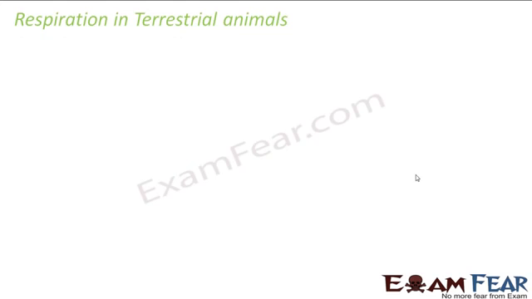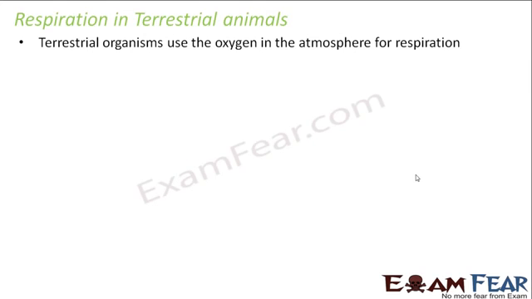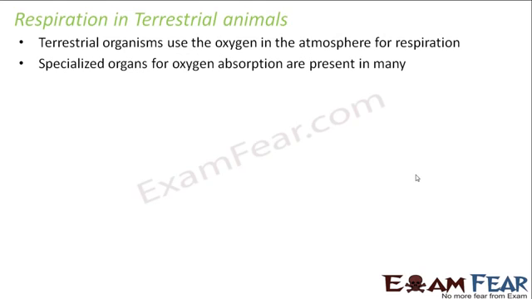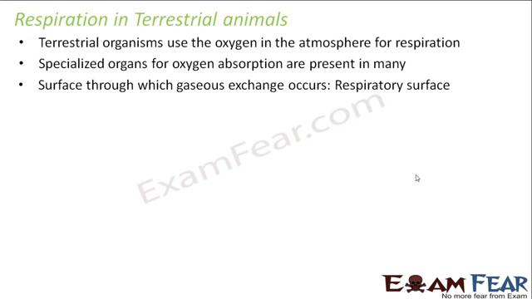Let us now look at the respiration in terrestrial animals. Terrestrial animals use the oxygen in the atmosphere for respiration. Specialized organs for oxygen absorption are present in many. For example, in human beings we have lungs. Similarly, different organisms have different types of body structures and they have got specialized organs for oxygen absorption.